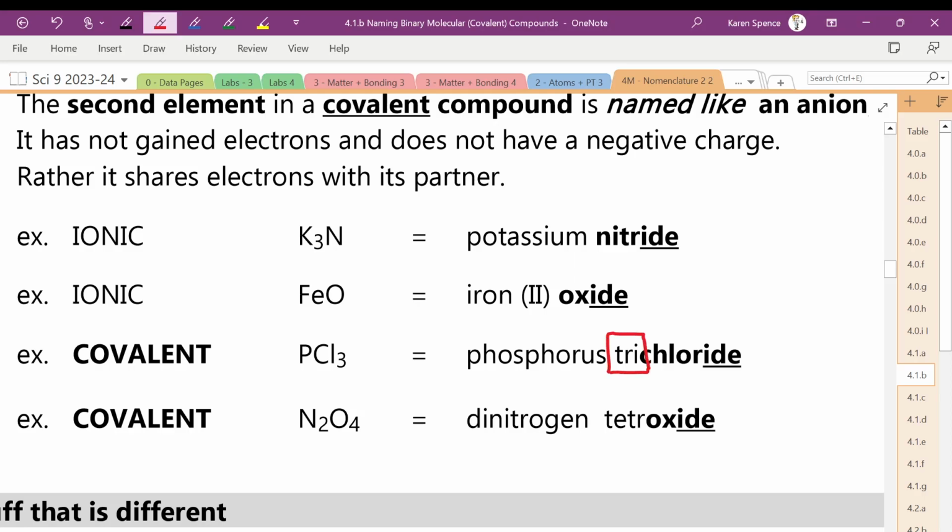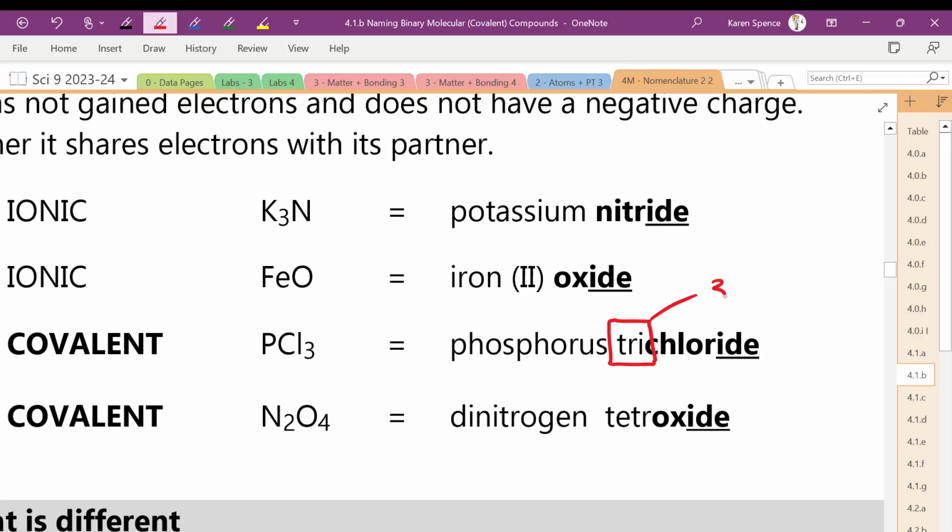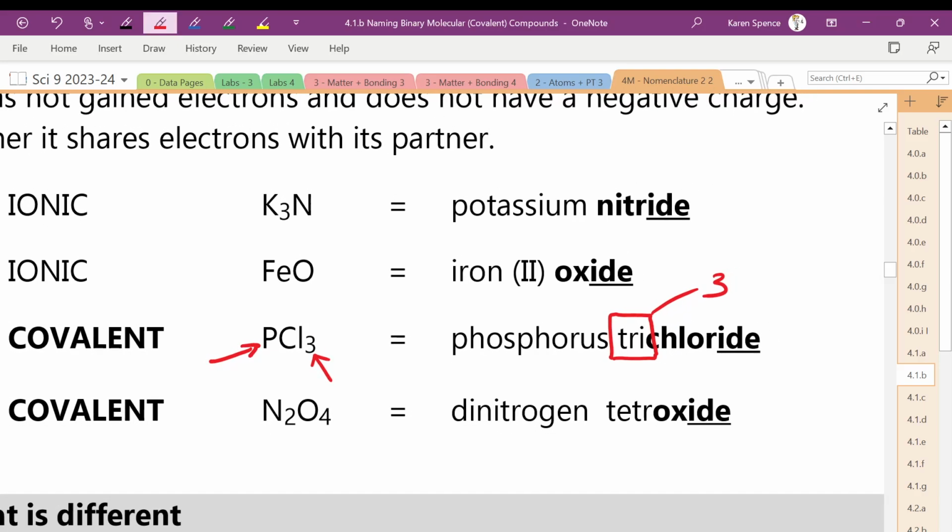Can you guess what tri means? 3. Look at that. 3 chlorides. How many phosphorus do we have? There is no little number down at the bottom. 1. We have 1 phosphorus. And so when the first element is 1, is there a prefix at the beginning? Do we write anything at the beginning? When the first element is 1, there is no prefix.